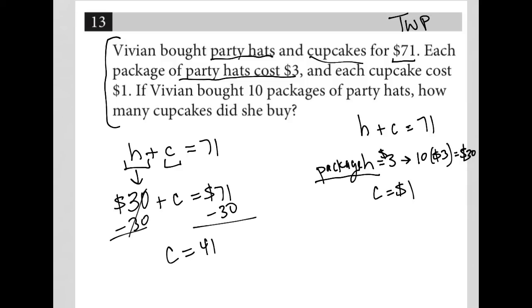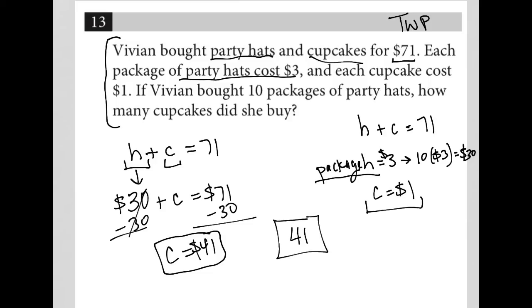And now because each cupcake costs $1, that means there must be 41 cupcakes, right? Because that's how we would get $41 to represent the cupcake value or the C value here. So our answer here should be 41. Hopefully that makes a lot of sense.